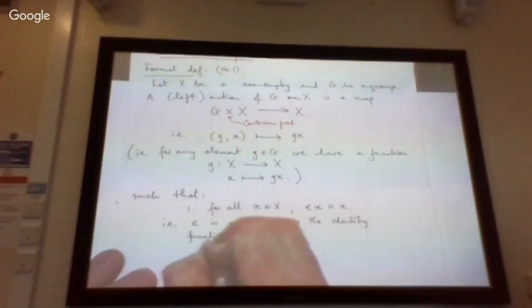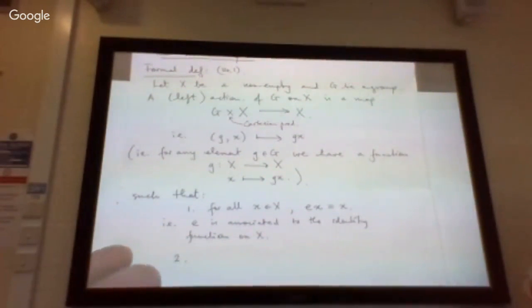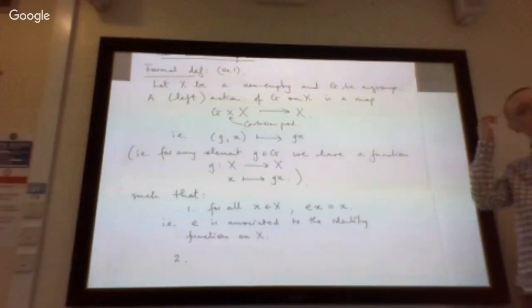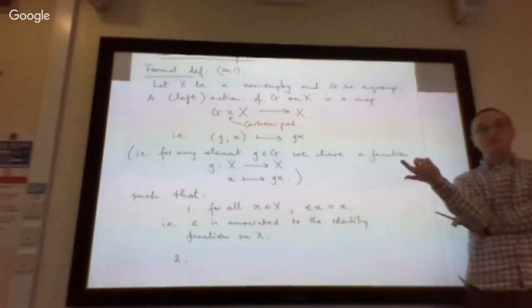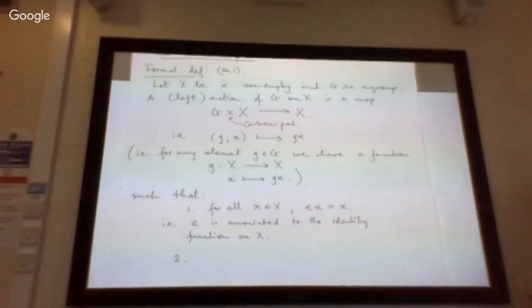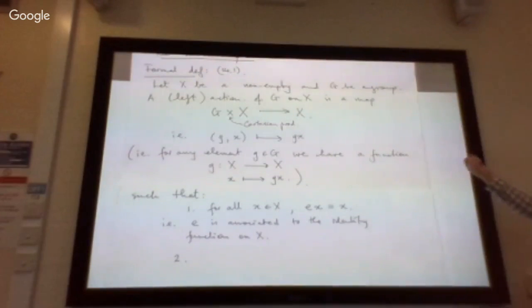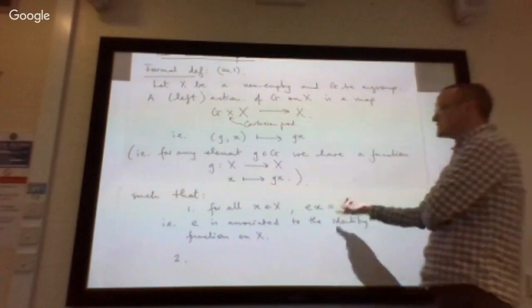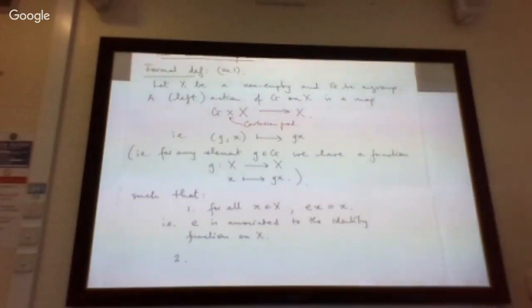Identity function on X. As I say, not knowing anything else about the set X, the identity function is the only function you can point to and pick out. Okay, so that's good. It has a nice, meaningful, sensible relation to the identity element from the group for group action.